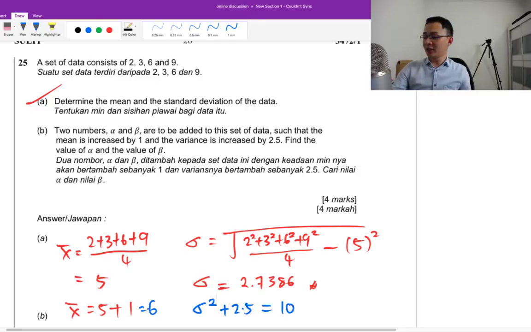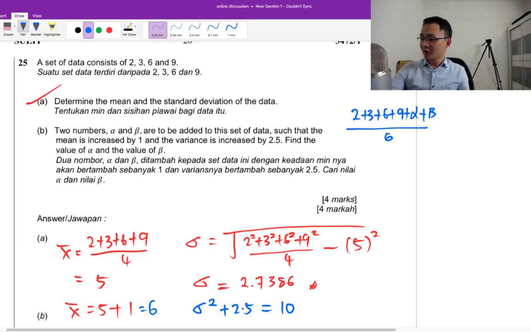So what I will do is, I guess this is simultaneous equations, so I will do 2 plus 3 plus 6 plus 9 plus alpha plus beta, because we add two more numbers, right? Divided by 6, we should get 6, because your new mean is increased by 1, so it is 6. Alright, so therefore I will solve this one. I have 20 plus alpha plus beta equals 36. So alpha plus beta equals 16, my first equation.